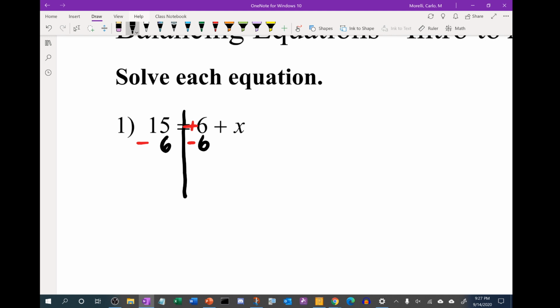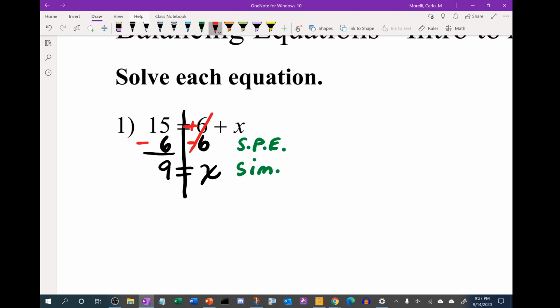Okay? Now on the right side, these kind of cancel out. But over here, 15 minus 6 is 9. Bring down your equal sign, and this is x. Now your justification for subtracting 6 from both sides is called the subtraction property of equality. You got to know what it means. And then this x equals 9, this is just simplification.